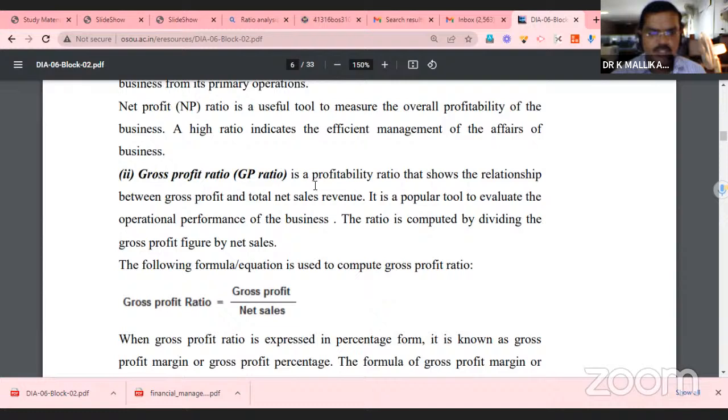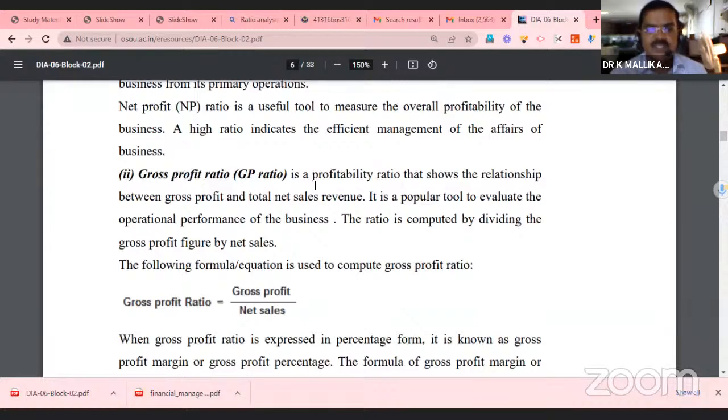So how can we take a decision? If it is a high ratio, we see that the company's performance is good. If it is low, the company's performance may not be up to the mark. So the company has to change their policies, or change their price strategies, or go for different kinds of strategies for growing the company's profits.